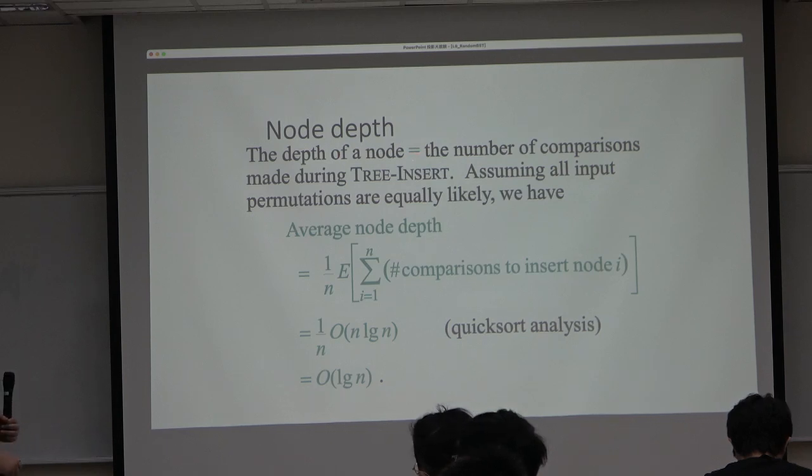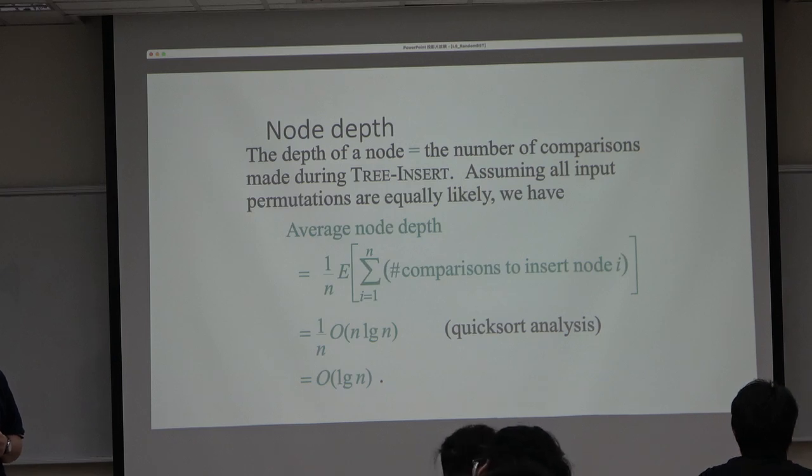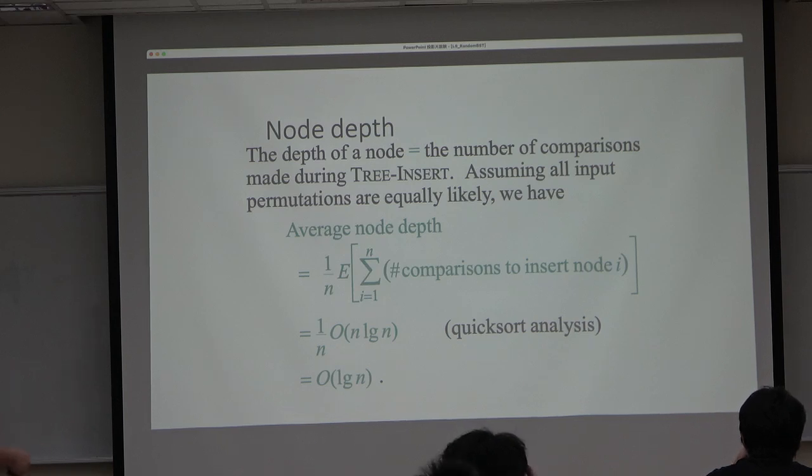Here we assume all input permutations are equally likely. If you check out, this sentence is equivalent to the randomized version of the quicksort. Remember, in the randomized quicksort, we first randomly permute the numbers, right? And then do the quicksort. So basically, here we are trying to assume the same thing as the quicksort.